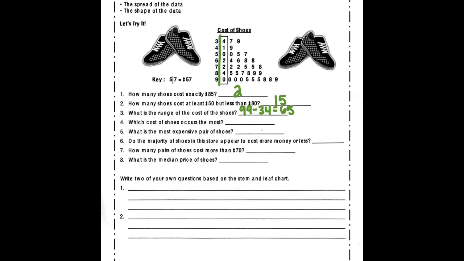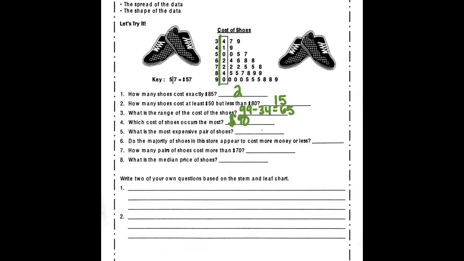Which cost of shoes occurs the most? All right, well, let's look here. I see one that I think is pretty obvious. There's a few that are close to it, but if you look here on this line, we have 4 zeros in a row, and our stem is 9. So that means that there are 4 pairs of shoes that are $90. So that cost occurs the most often. Remember, that's our mode. Okay.